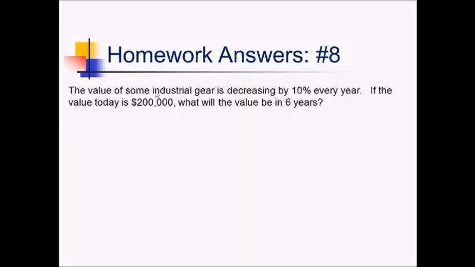For this problem, the value of some industrial gear is decreasing by 10% each year. If the value today is 200,000, what's the value in 6 years? So this is going to be an exponential function because every year we have a percentage happening. So this is really repeated multiplication. Since we're doing this every year and not every so often, we're just going to use our standard form A B to the t. We don't need the half-life formula on this.